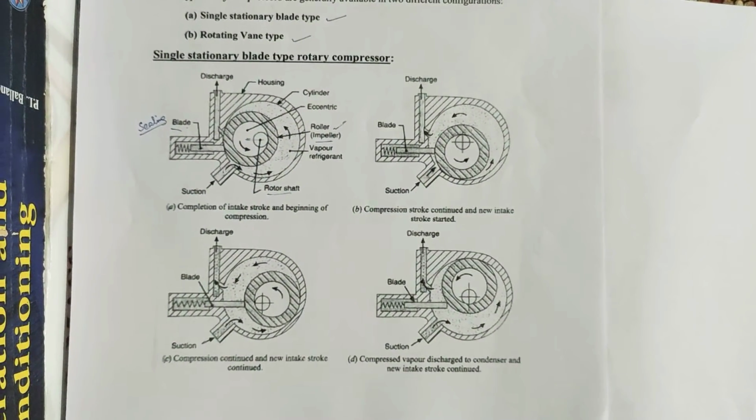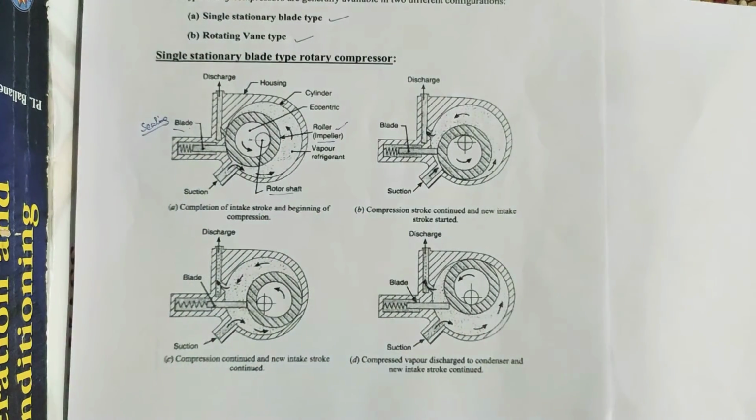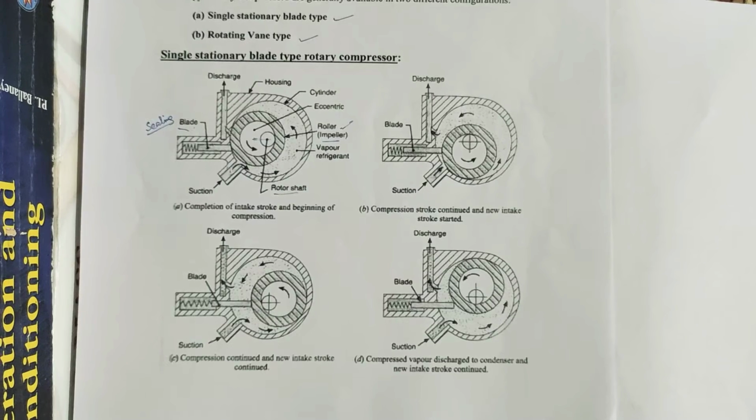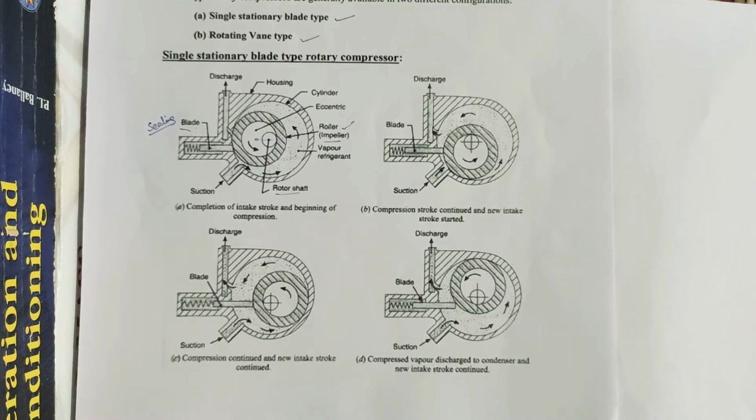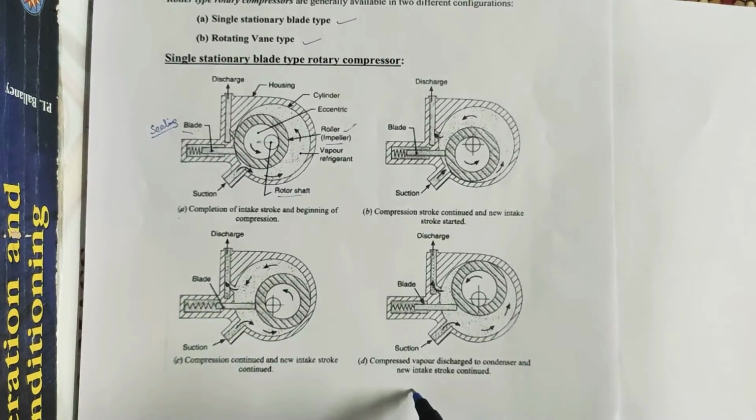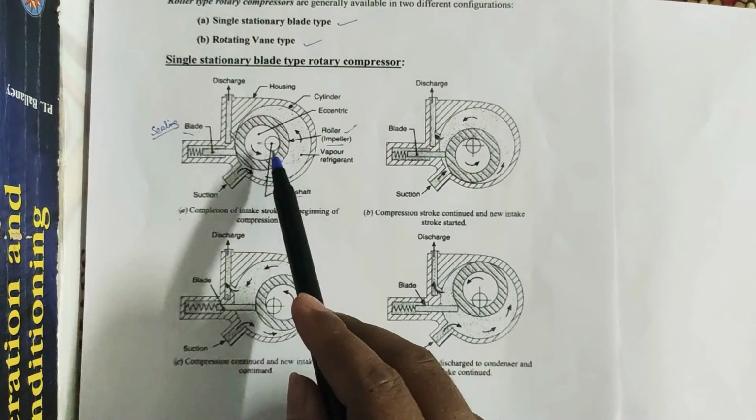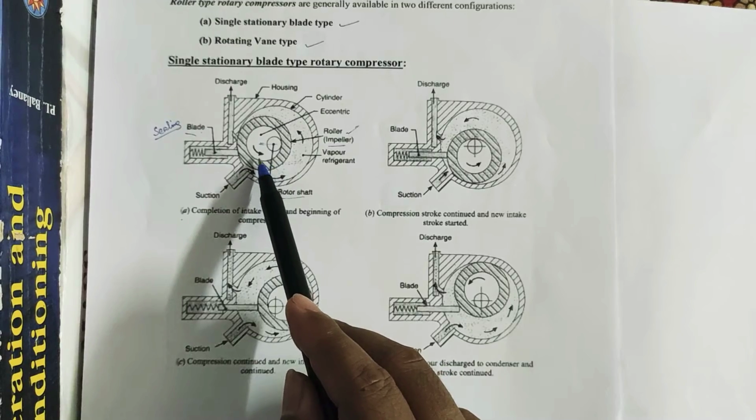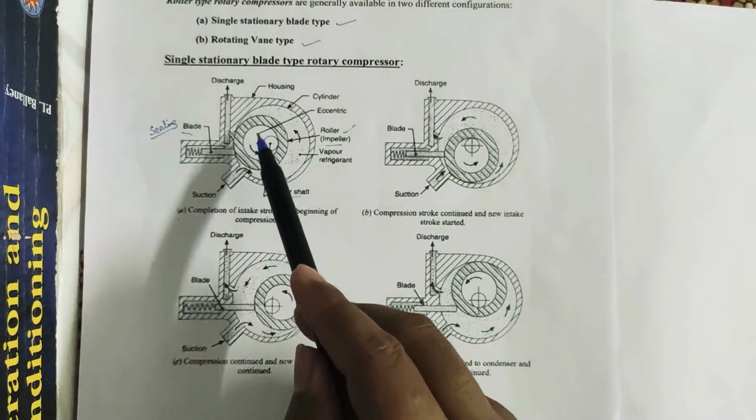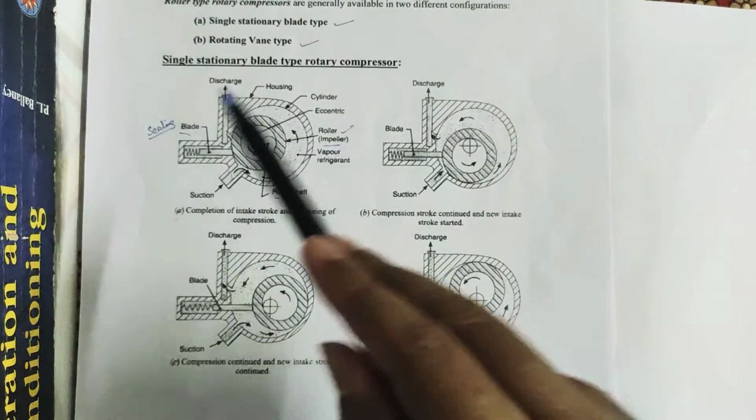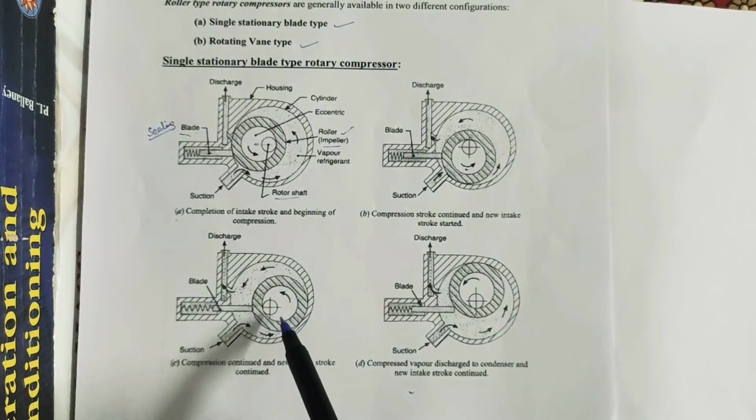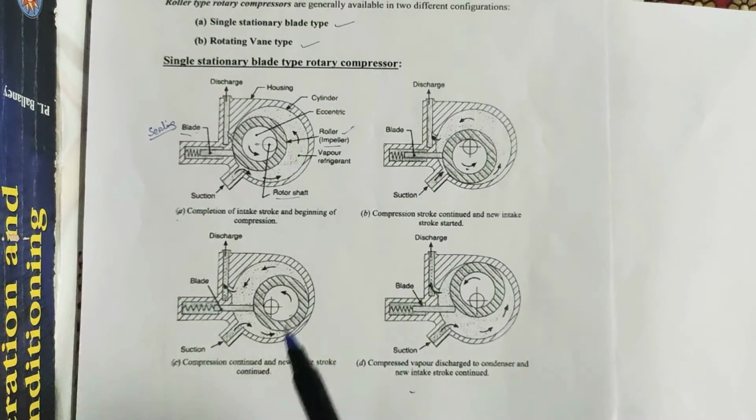And when the shaft rotates, the roller or the impeller also rotates so that it touches the cylinder wall. Now, starting from figure A up to figure D, different positions of the roller or the impeller are shown as the refrigerant vapor is being compressed. See, the roller is rotating in this direction, that is anti-clockwise. This is the first figure, this is the second one, third one, and again the fourth one.